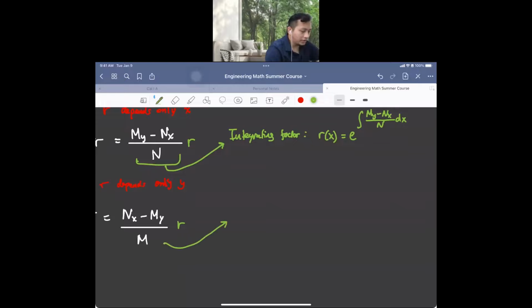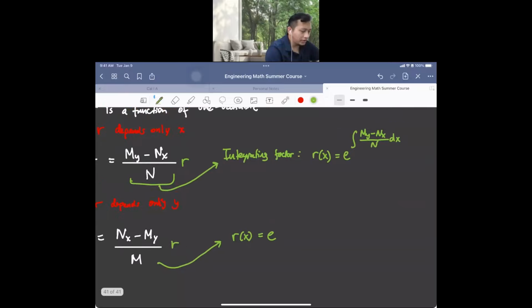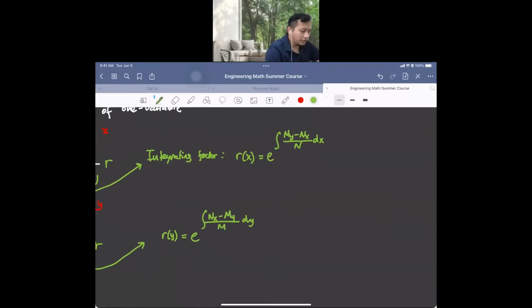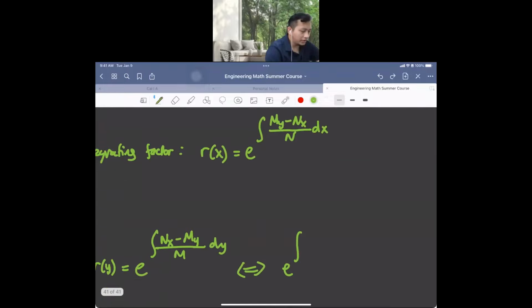And this one becomes R(y) equals e to the integral of ... dy. But to make it easier to follow, let me just write this integrating factor for R(y), with a similar form to the x one: (M_y minus N_x), but let me add a minus in front. So basically you need to focus on M_y minus N_x. For y, you can just add a negative.